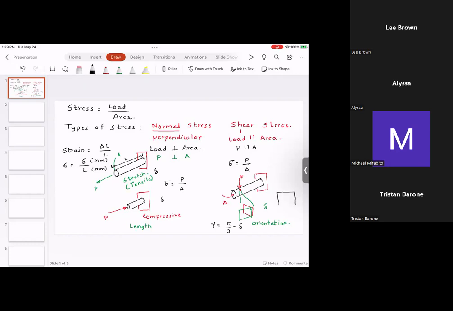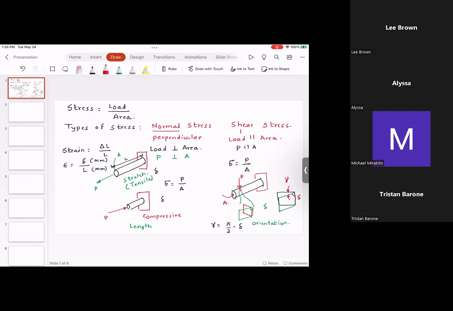This is the initial element. And then say after some time, this element gets deformed like this. So now this is gamma, and this is delta. So gamma is equal to 90 minus delta.